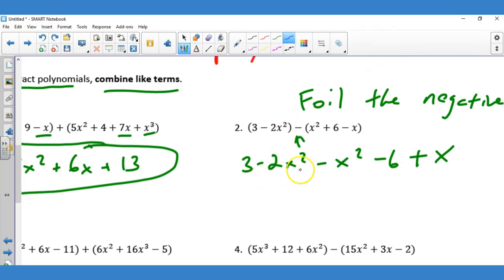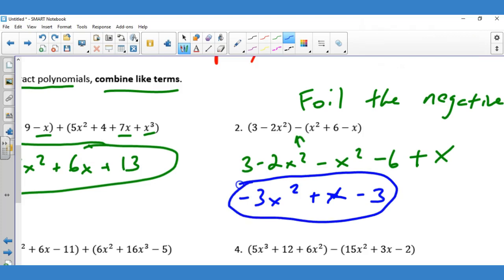Now combine the like terms. The highest degree first is negative 2x squared and negative x squared. So that's a negative 2 and a negative 1. Well, negative 2 minus 1 is negative 3x squared. Then you have this single x term right there. And finally, the constants, 3 minus 6, so 3 minus 6 will be negative 3. And it's in standard form.